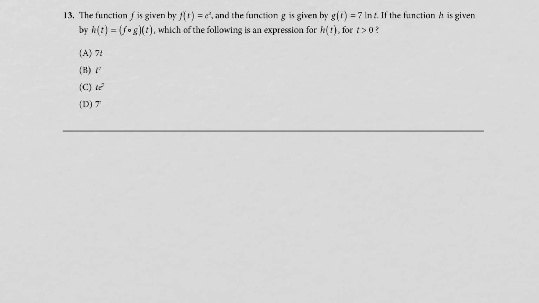Number 13. f of t is e to the t, and g of t is 7 ln t. It's funny, they wrote it this way, which is also a fancy way of writing it like this. So f of g of t is e, that's the f function, but instead of a t here, I'm going to put the whole 7 ln t. Interesting question.